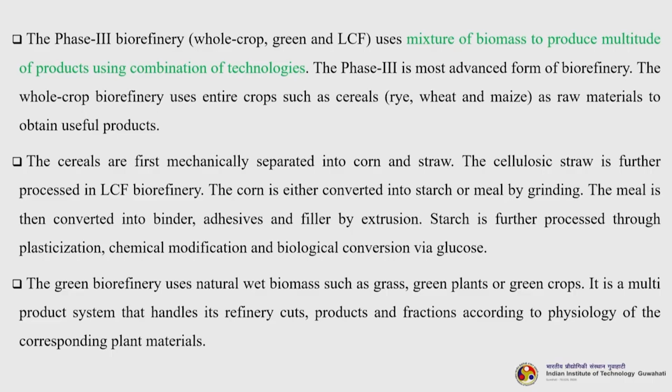The whole crop biorefinery uses entire crops such as cereals, rye, wheat and maize as raw materials to obtain useful products. The cereals are first mechanically separated into corn and straw. The cellulosic straw is further processed in the LCF biorefinery. The corn is either converted into starch or meal by grinding. The meal is then converted into binder, adhesives and filler by extrusion. Starch is further processed through plasticization, chemical modification and biological conversion via glucose as per the need and demand of course.